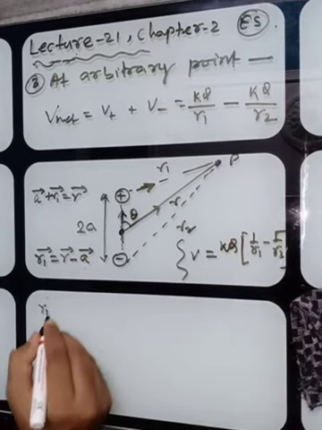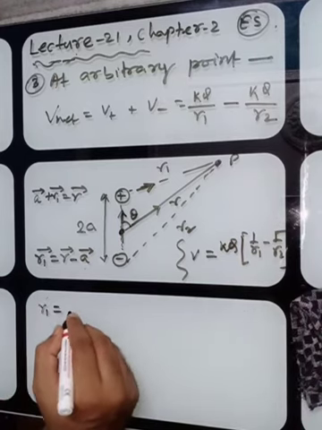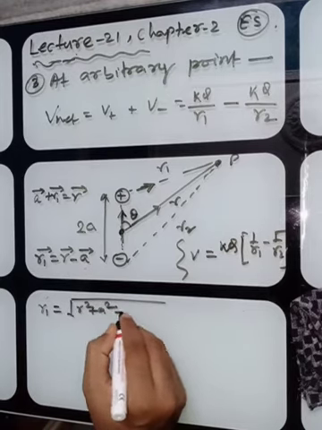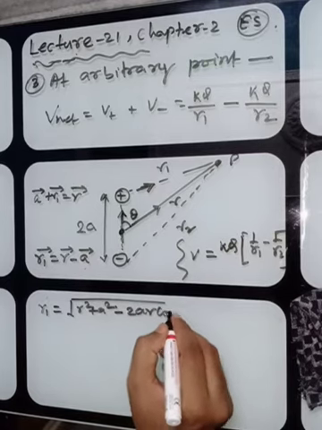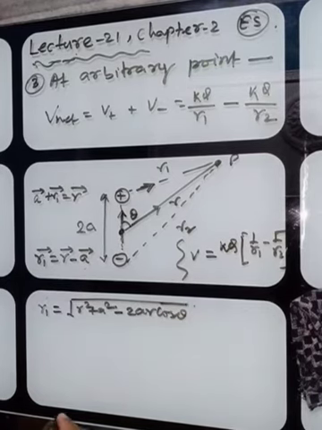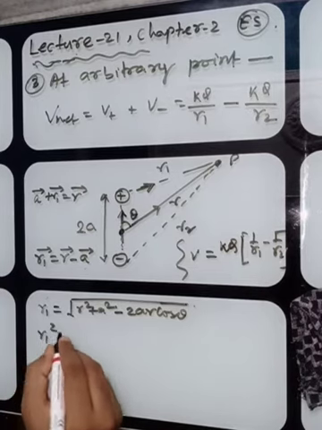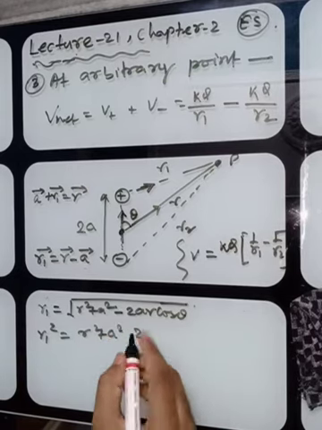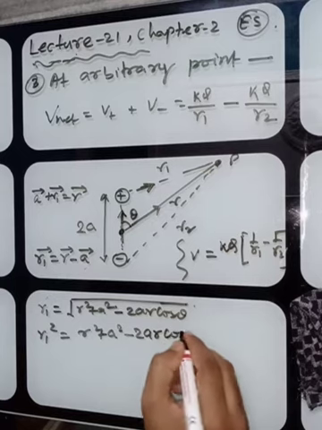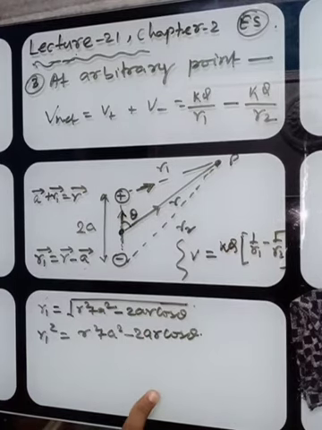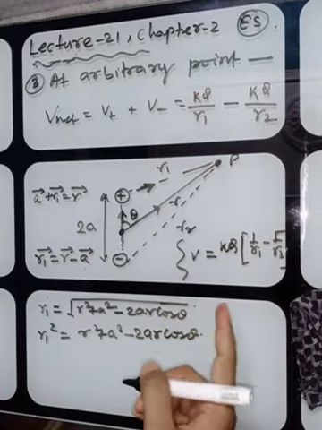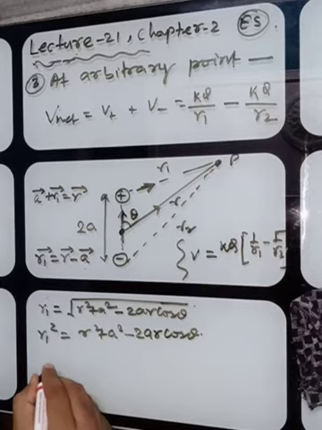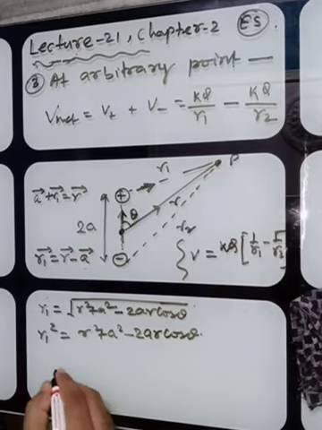So we'll write mod of R1, that is R1, it is root under R square plus A square minus 2AR cos theta. Okay, students? Yes. Now R1 square can be written as R square plus A square, sorry, the minus, minus twice AR cos theta. Look at carefully the calculations. Okay, a simple error will create trouble in lab. So look at carefully the calculation.